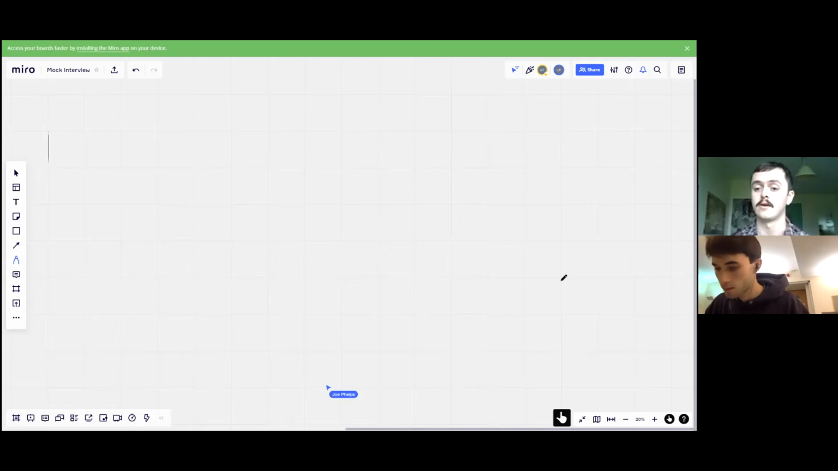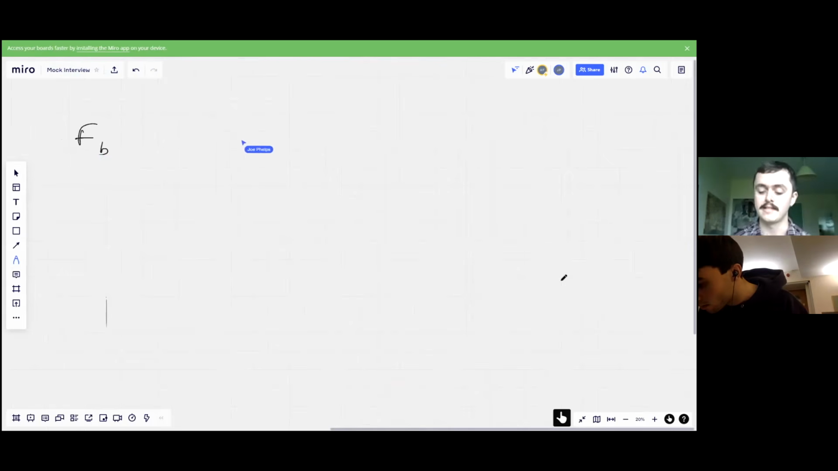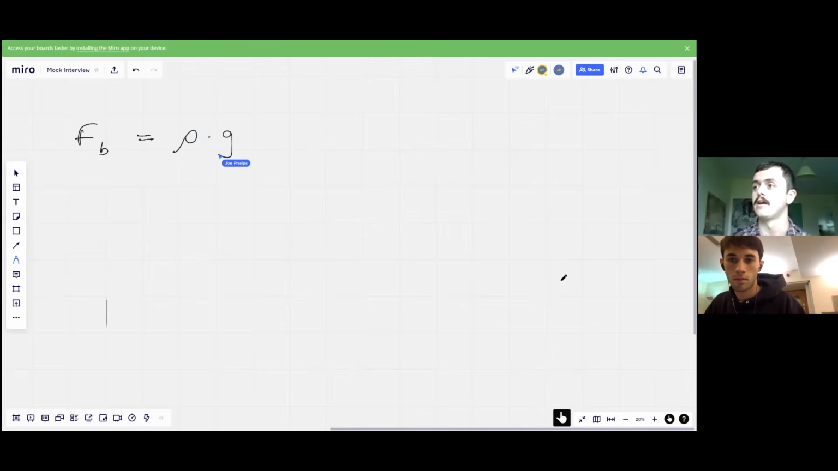We would say that the buoyancy force, let's call that FB. Oh, I think I might have gone off the screen. Sorry. Oh, yep. Yeah, I found you. FB is equal to the density of the fluid times the gravitational constant little g, well, acceleration due to gravity, and then the volume of the material that floats that's below the surface. So that's the volume below the surface.